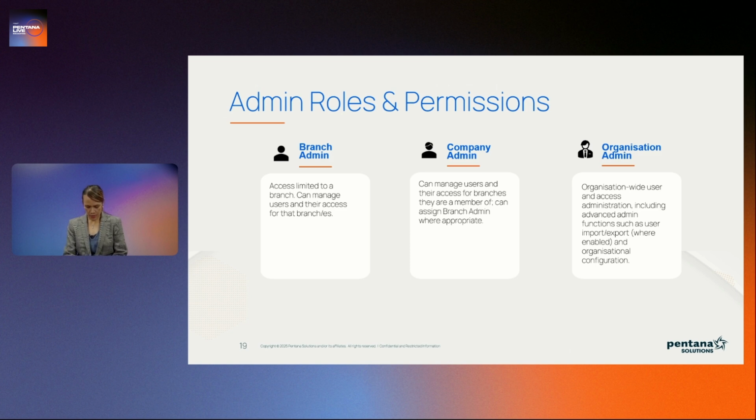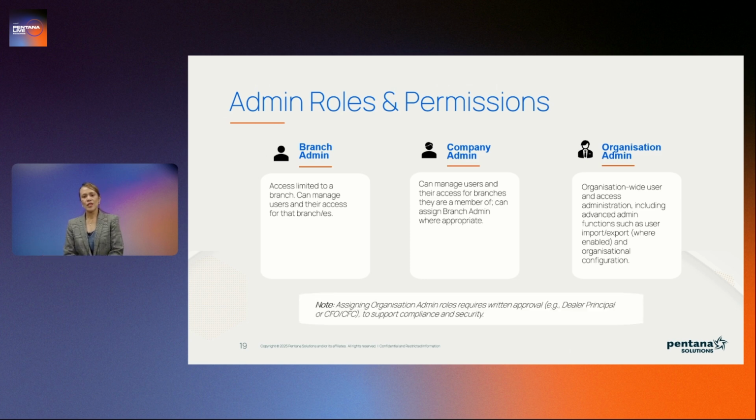Organization admin is the highest level and typically includes advanced admin functions like user import, export where enabled, and organization-wide configuration. Because organization admin has the widest reach, assigning it generally requires formal approval from the dealer principal, chief finance officer, or chief finance controller to support governance and security.